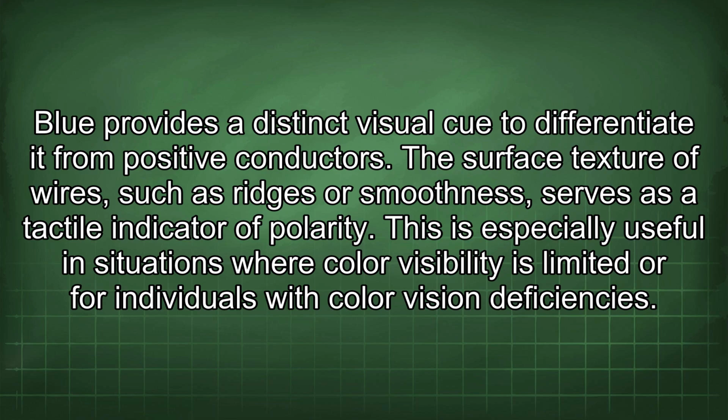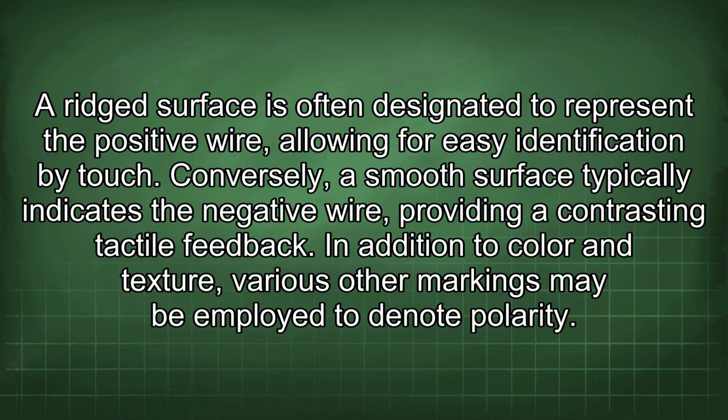The surface texture of wires, such as ridges or smoothness, serves as a tactile indicator of polarity. This is especially useful in situations where color visibility is limited or for individuals with color vision deficiencies. A ridged surface is often designated to represent the positive wire, allowing for easy identification by touch. Conversely, a smooth surface typically indicates the negative wire, providing a contrasting tactile feedback.